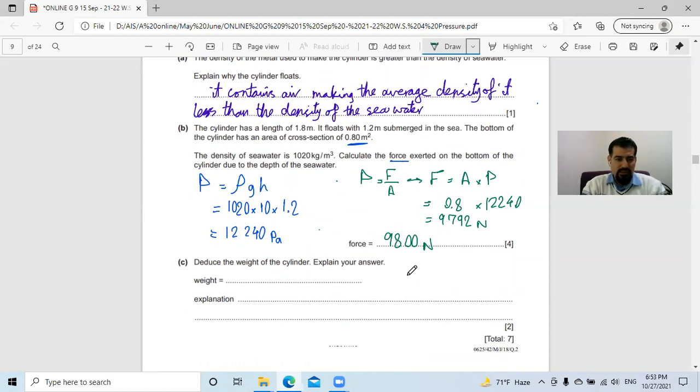Are you sure? I have a calculator, check. 1020 multiplied by 12. Check your calculator, please. This is the correct answer.